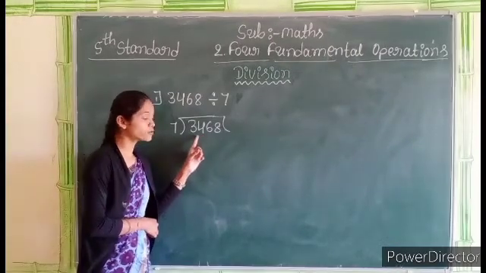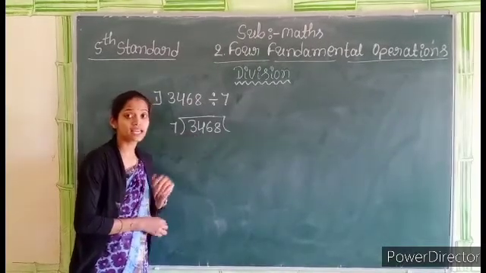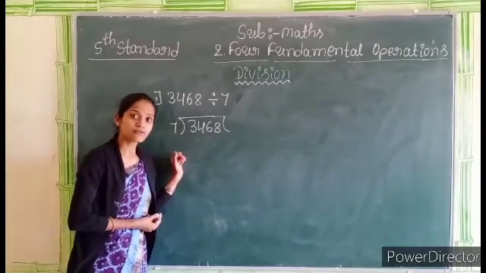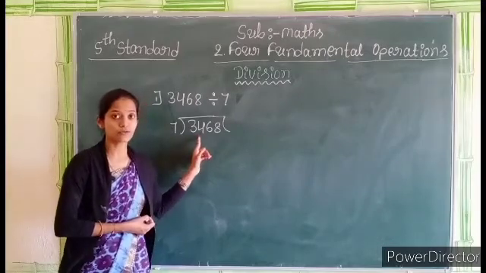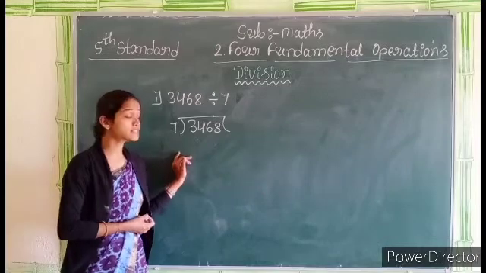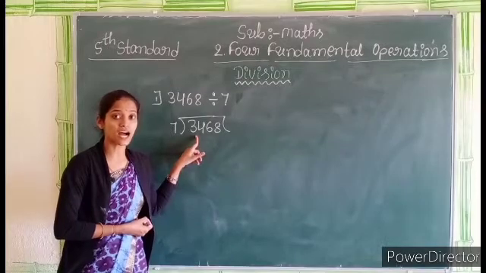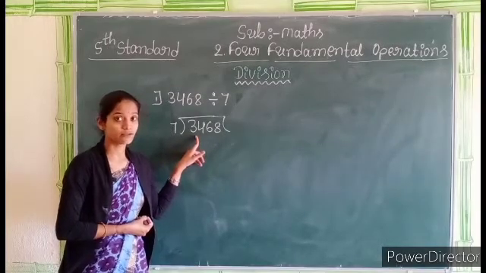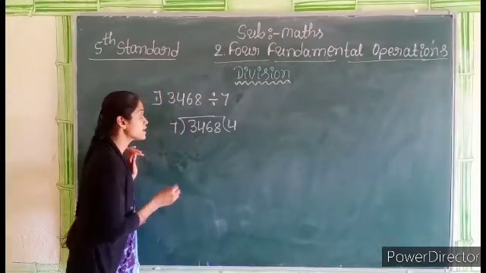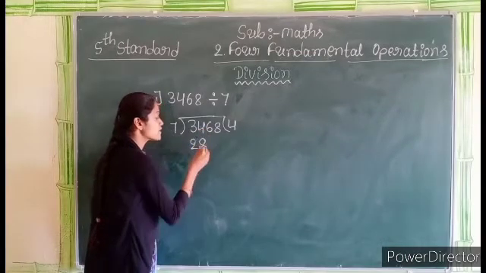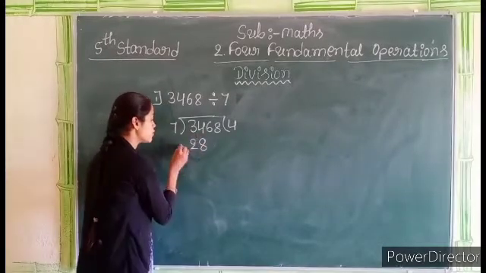Now we have to find out which number is near or less than this 34 in the table of 7. 7 5s are 35. Right, 35 is near to this 34, but 35 is greater than this 34. That's why we have to consider 7 4s are 28. 4 should be written in this quotient place, then 28 should be written below this 34. Now we have to subtract 28 from this 34.